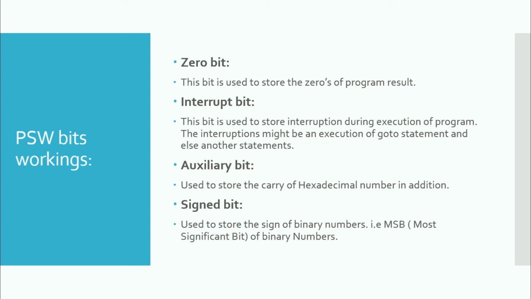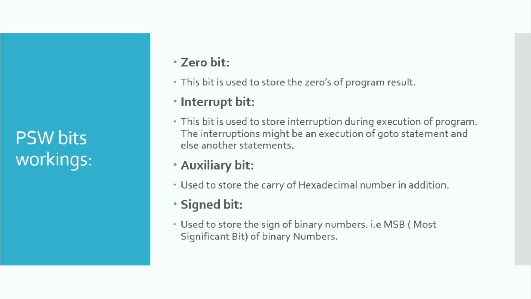And after that we have a zero bit. This bit is used to store the zeros of a program result. If we have an addition or a subtraction of two numbers, and we get a result of 0, then this result 0 is stored in the zero bit. Interrupt bit.